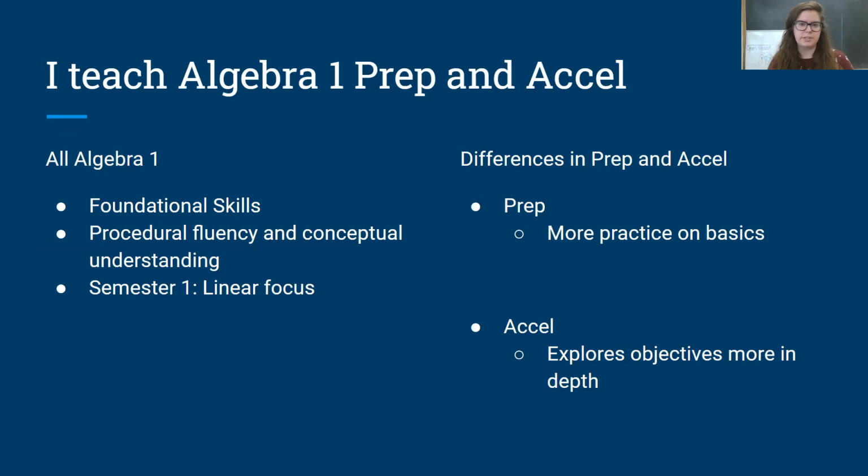All right, semester 1 is a focus on linear equations. So we solve linear equations, just those ones without exponents. And then we also graph them, so just graphing straight lines. Just quick differences in Prep and Excel. Prep is going to have more practice, especially in class, and then Excel does almost all of the exact same objectives. Maybe just one or two different here and there, but it also explores objectives more in depth.